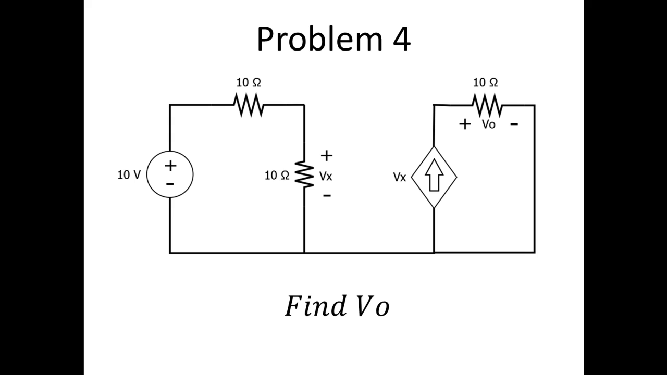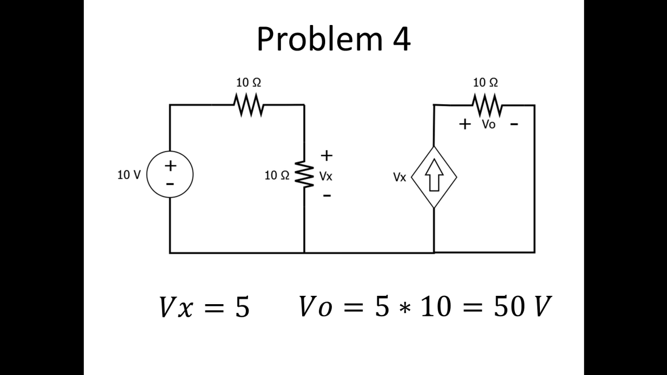In this example, we have a current source, and we are looking to find V0, which is the voltage across the 10 ohm resistor. The current source has a value of Vx, which is again 5, and V0 is 5 times 10, the current times resistance, which is equal to 50 volts.